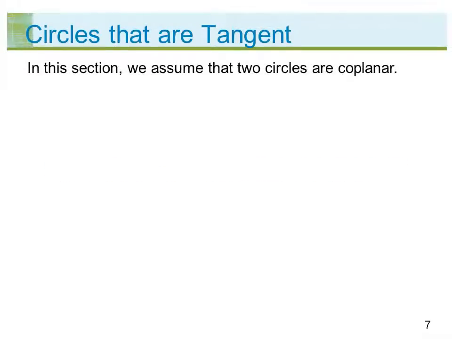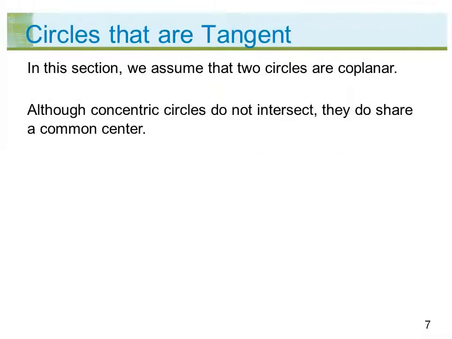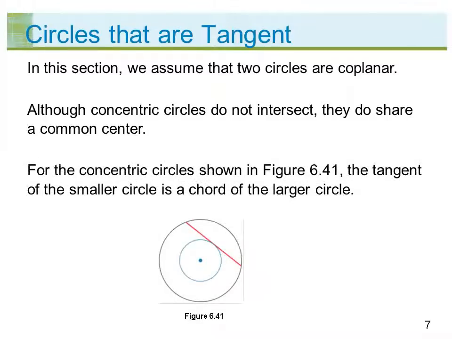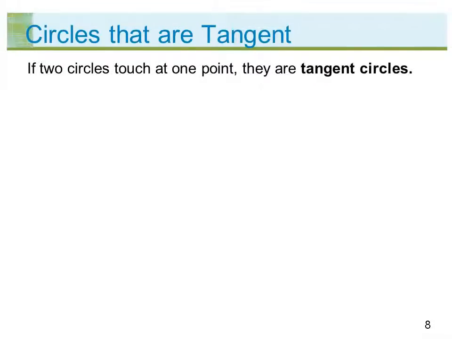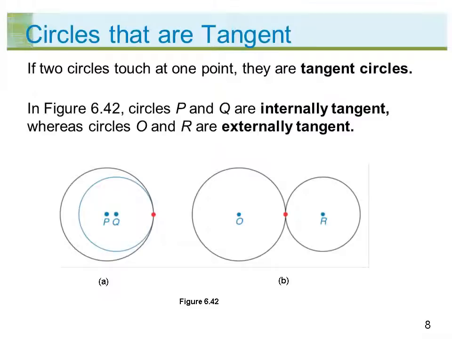In this section, we assume that two circles are coplanar. Although concentric circles do not intersect, they do share a common center. For the concentric circles shown in Figure 6.41, the tangent of the smaller circle is a chord of the larger circle. If two circles touch at one point, they are tangent circles. In Figure 6.42, circles P and Q are internally tangent, whereas circles O and R are externally tangent.